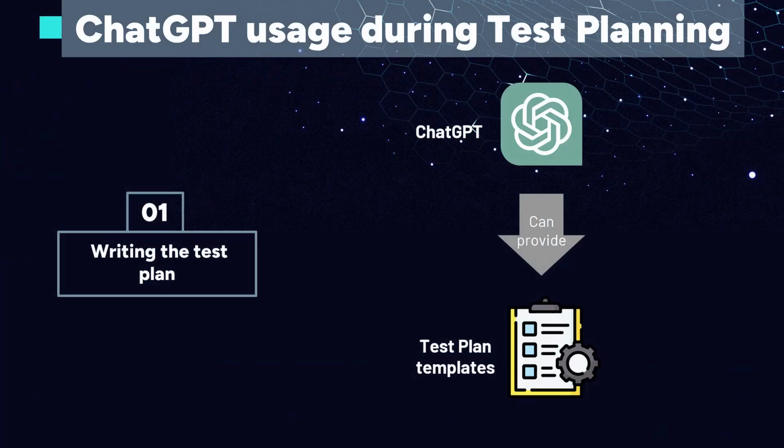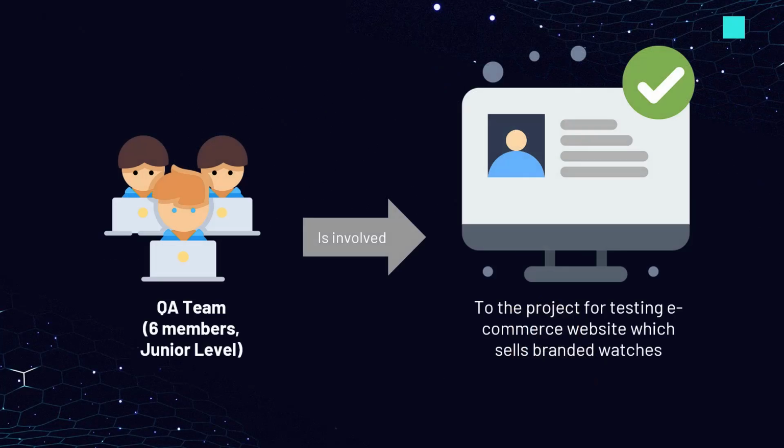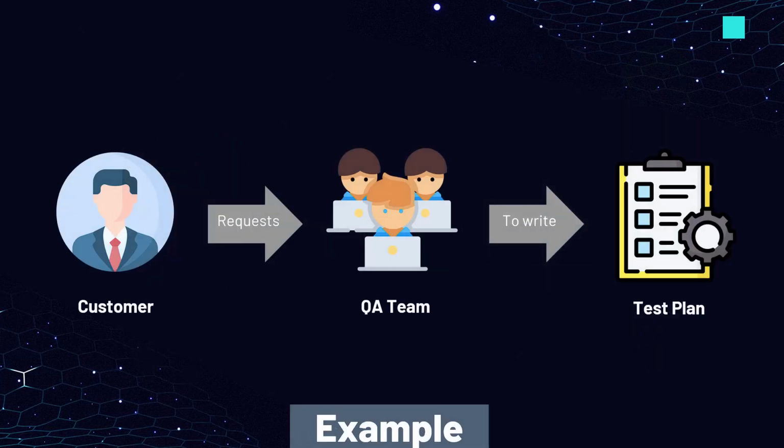A tester might use ChatGPT during test planning for various purposes, such as 1. Writing the test plan. When QA starts writing the test plan, they might ask ChatGPT to provide the corresponding test plan templates to speed up the writing process. Let's consider the example of such a process. Imagine that the QA team is involved with a project for testing an e-commerce website which sells branded watches. The team consists of 6 QA engineers with a junior level of expertise. While the project is at the development stage, the customer comes to the QA team with a request to write a test plan, since the testing should start soon and the customers need to consider the team capacity and other important things.